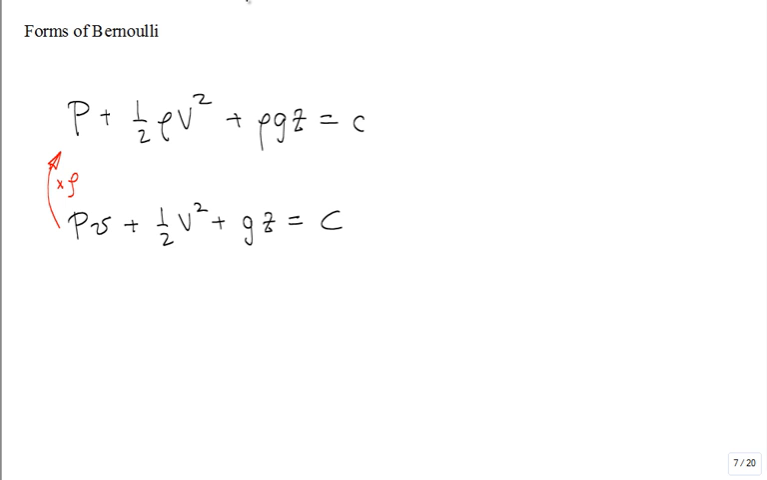There's one other form. There are 3 forms of Bernoulli's equation. They're all just related to each other. Very simple algebra. But another form is P divided by rho G plus V squared over 2G plus Z is equal to a constant. How did we go from this form to that form? You multiplied by 1 over G, or divided every term by G, true? Okay.